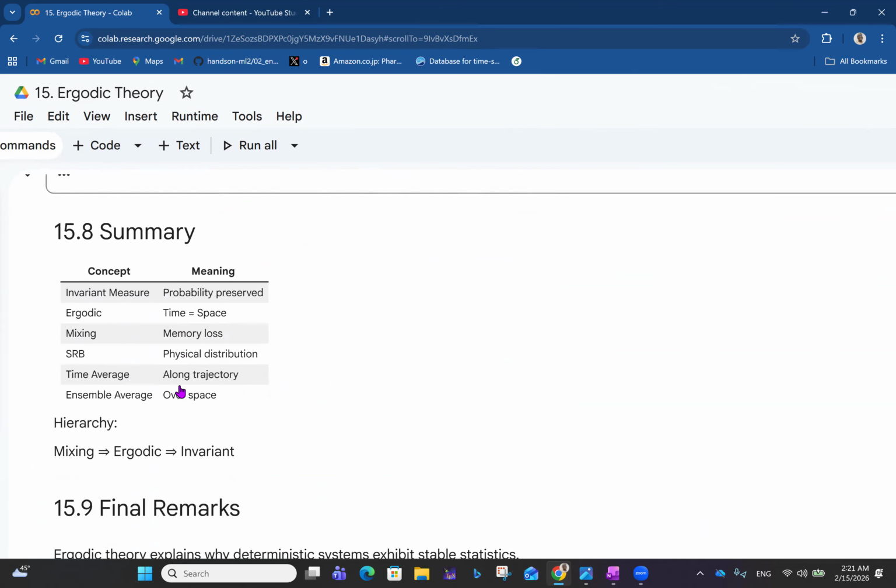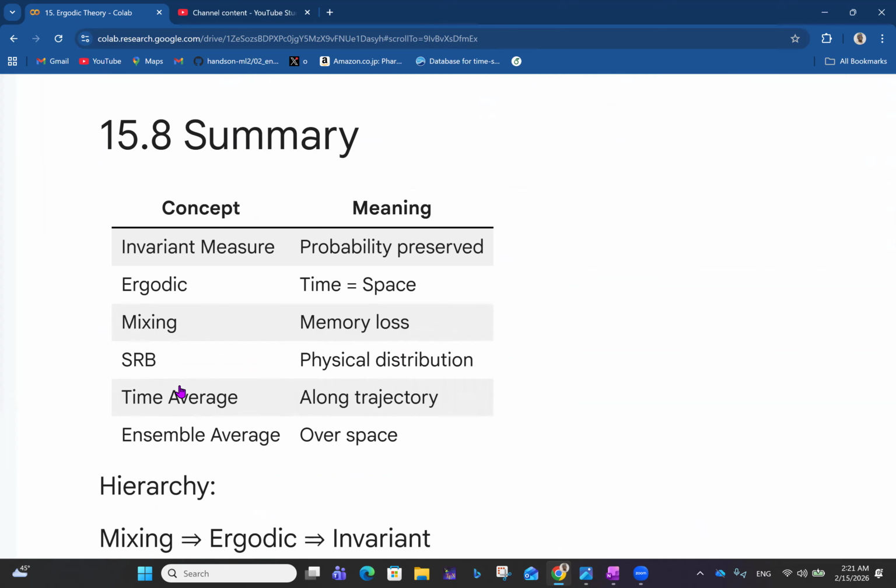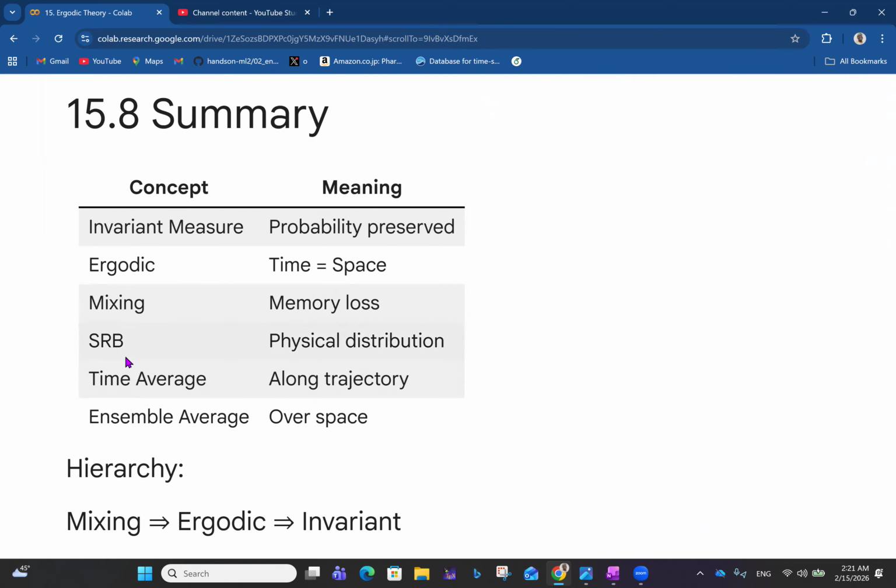Okay. So in summary, we see the concept of invariant measure, meaning probability is preserved. We see ergodicity, meaning that the time average is equal to the space average. That is, the results you get when you toss a coin 1,000 times, is that about the same thing you get when you toss 1,000 coins at once? Then you have mixing, which talks about memory loss, and then you have SRB, which talks about physical distribution. Then you have the time average along a trajectory, and then some average over space.